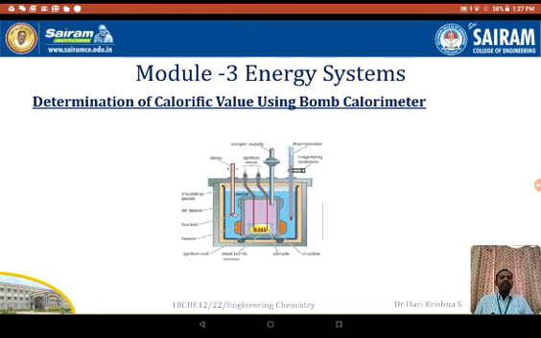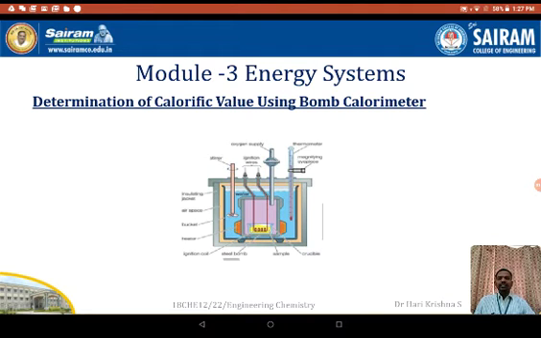We have two types of calorific values, GCV and NCV. We have discussed in depth what GCV and NCV are. The unit of calorific value is kilojoules per kg. Now let us see how to determine the calorific value of a solid and liquid fuel. The calorific value of solid or liquid fuel is determined using a bomb calorimeter. The calorific value of gaseous fuel is determined using a Boys calorimeter.